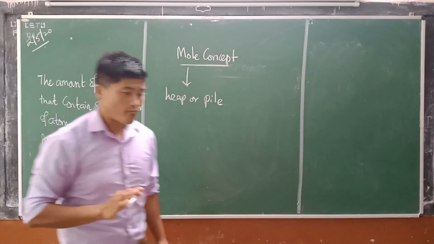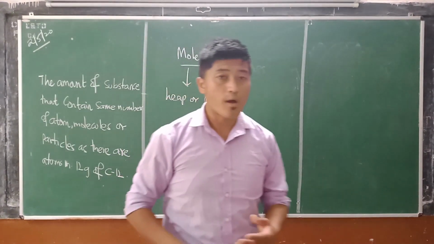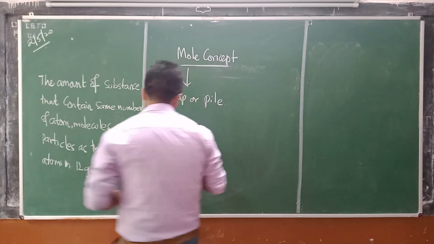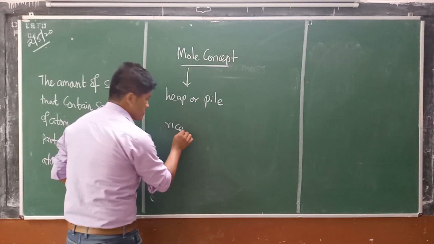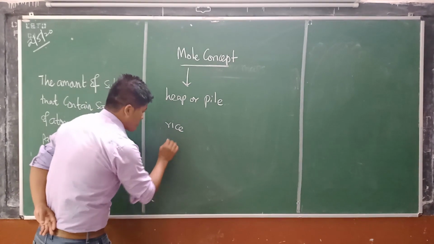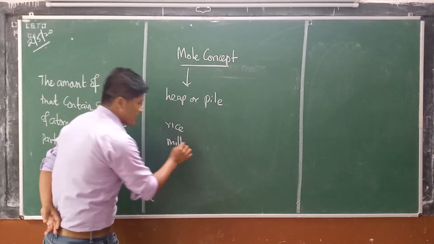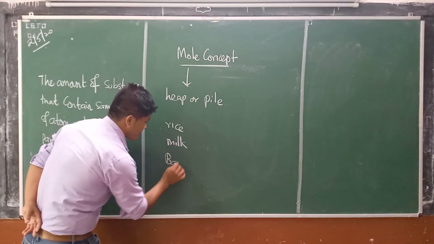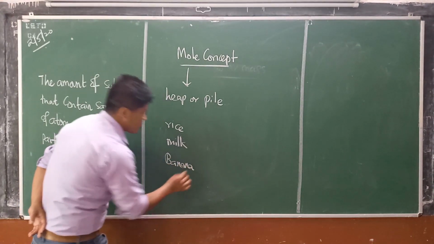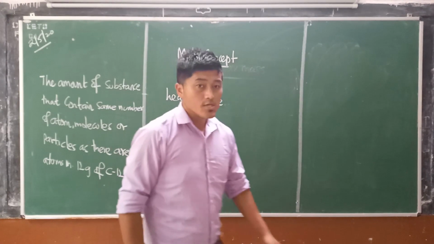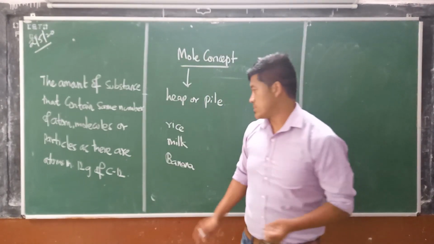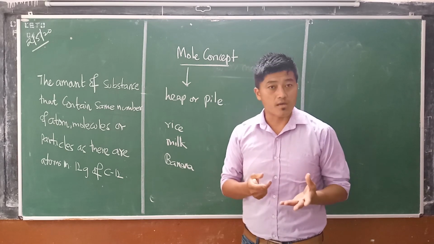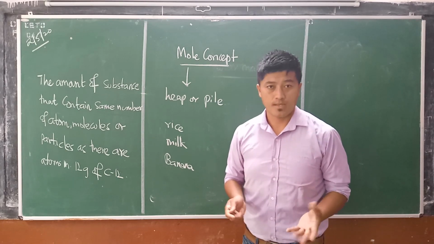Now, how we are going to understand this particular concept is like this. For example, when you go to a market, you buy all different sorts of things. For example, you buy rice, you buy milk, then you also buy, let's say, banana. So when you buy rice, you ask the shopkeeper, can you please give me 1 kilogram of rice?